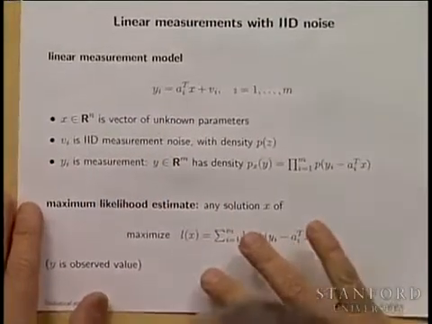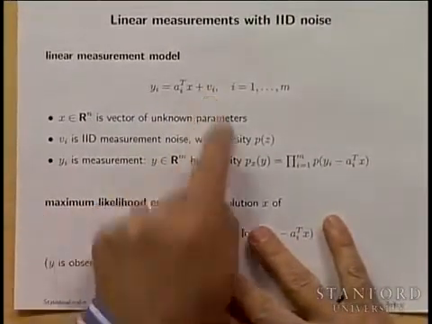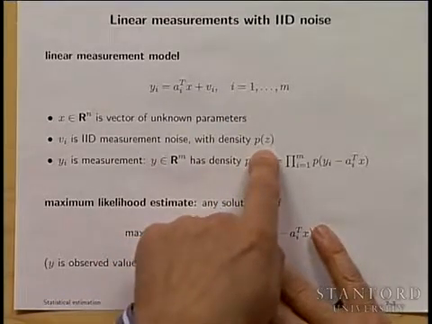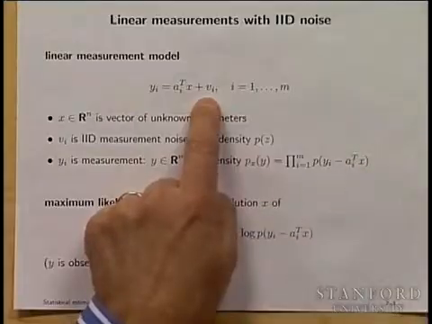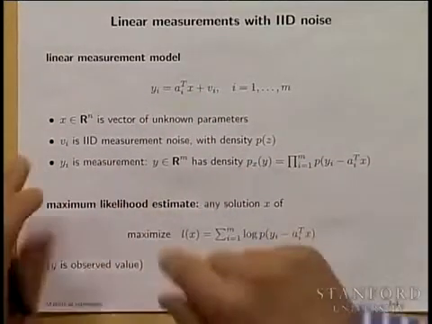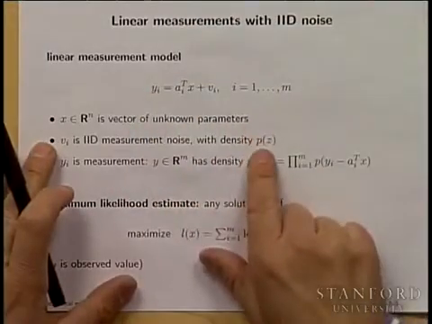Okay, so we'll take the vi to be IID measurement noises, and we'll let the density be p of z. We're just going to make this scalar. It's easy to work out what happens when these are vector measurements. It's very easy to do.